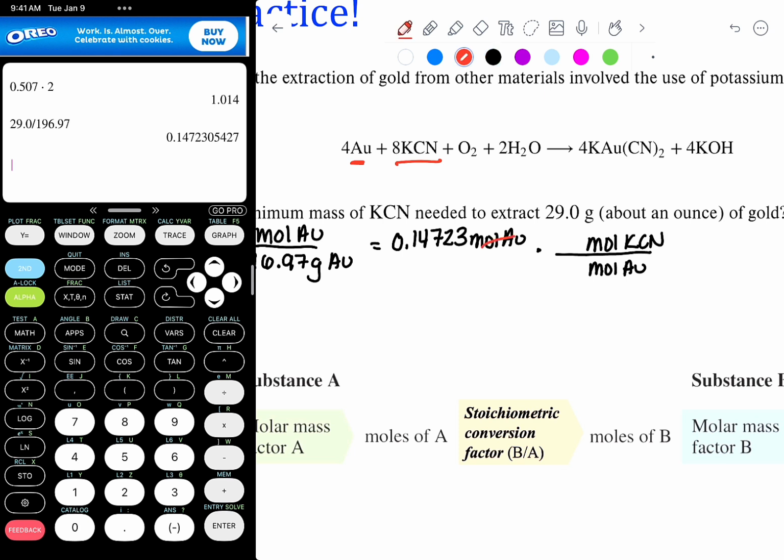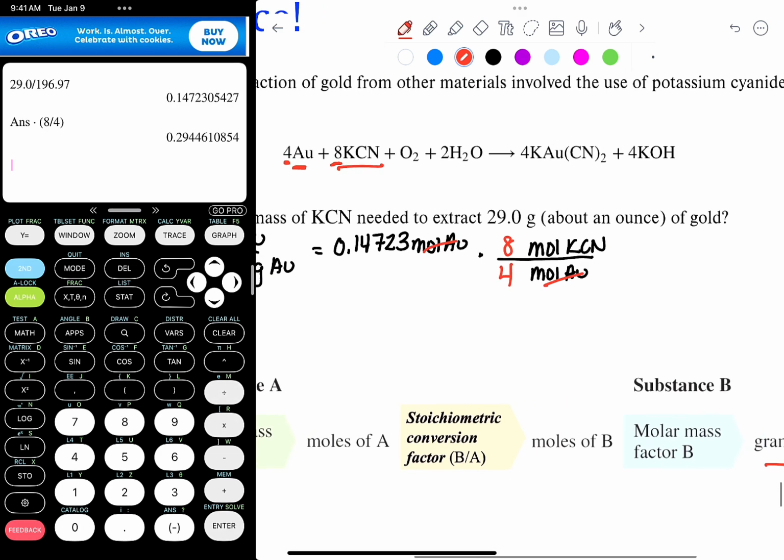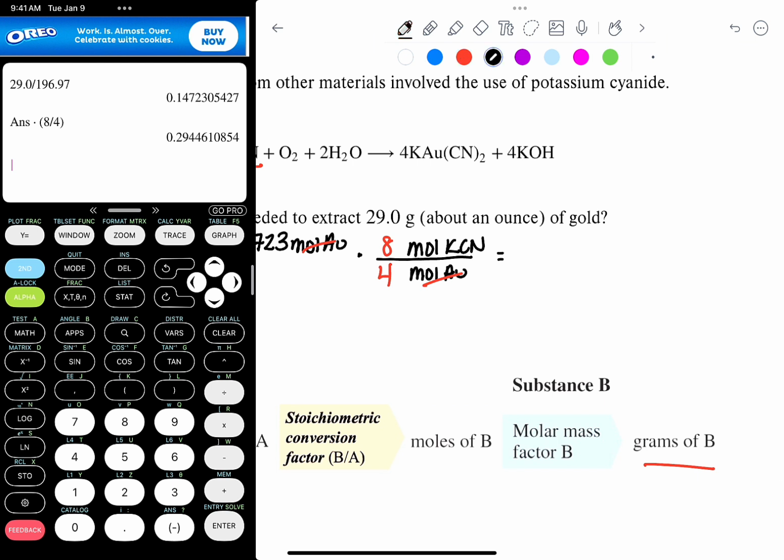Okay, so we'll see that moles of Au cancel. Our coefficient out in front of gold is 4, so we're going to put 4 there. And our coefficient out in front of KCN is 8, so we're going to put 8 there. So we'll take that 0.14, multiply it by that ratio of 8 over 4, and we get that the moles of KCN is 0.29446 moles of KCN.